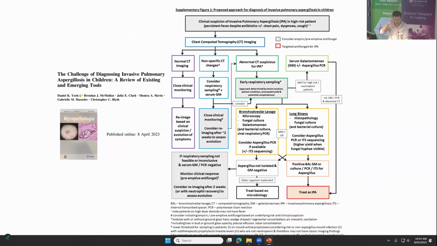And in reviewing this, we've proposed a pathway for diagnosis based on imaging in the first instance, and then if there are imaging changes, considering early respiratory sampling along with serum galactomannan to guide further treatment, although there still remains a paucity of evidence as to the best approach.